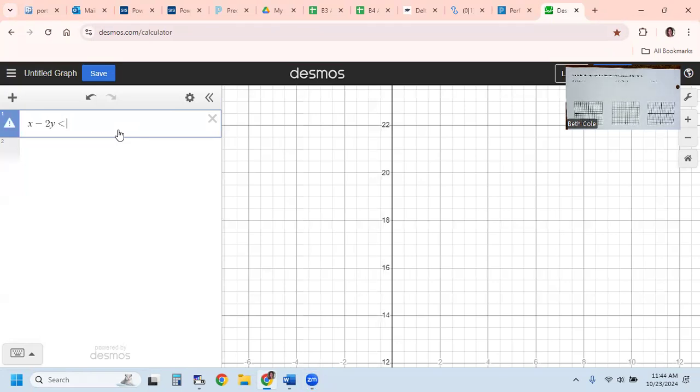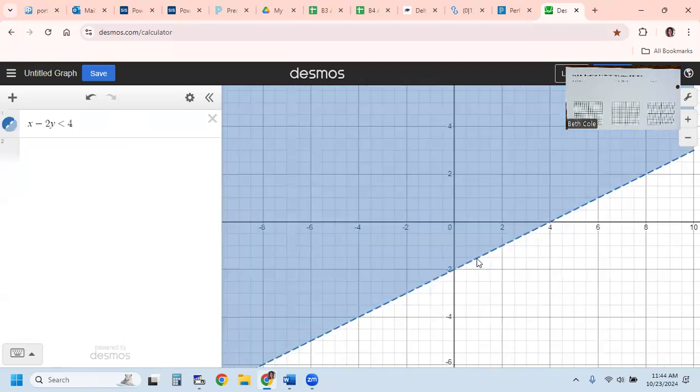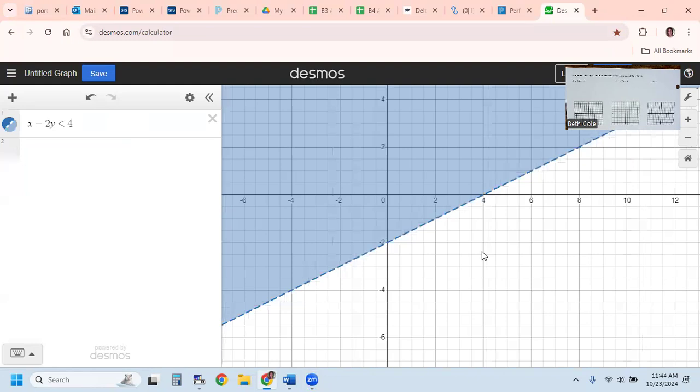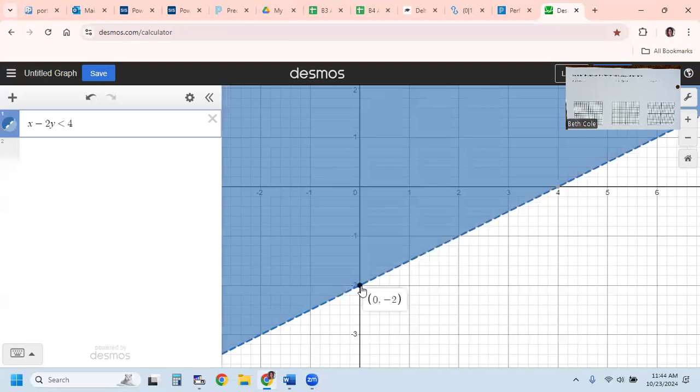All right? What was it? 4? Do you see how it shows up? I'm going to hit the home button. There it is, right there. It does it for you. It even tells you it's dotted, and it even tells you which side to shade. Easy peasy. All right, so let's plot some points. What's a point that I can put on the graph? Yeah, you got 0, -2.